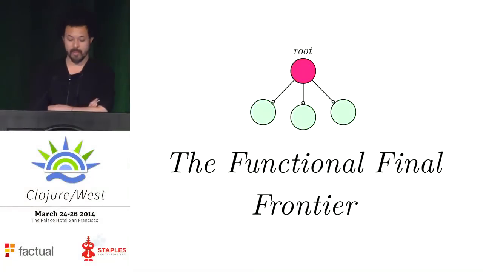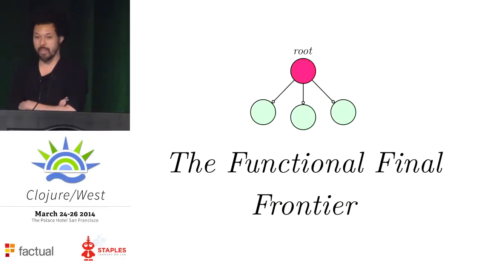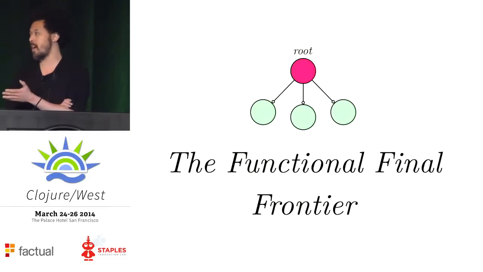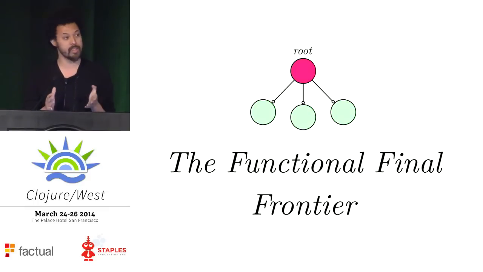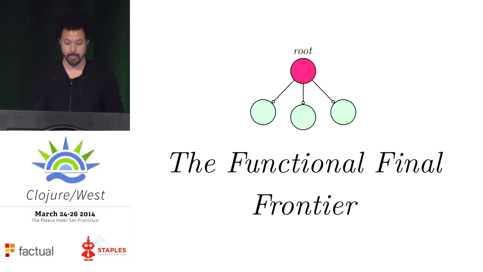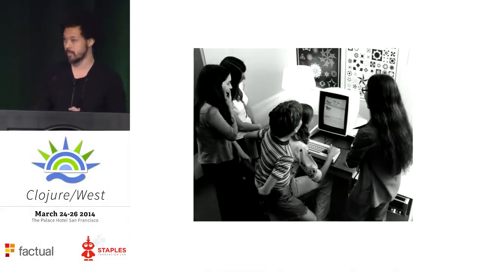So this talk is called The Functional Final Frontier. I sort of picked this curious title because I think that we understand that functional programming, and programming oriented around values, is really great when applied to many kinds of systems, a lot of the systems that you guys are building. One place where I think it's hard to see where this philosophy can be applied is actually user interfaces.